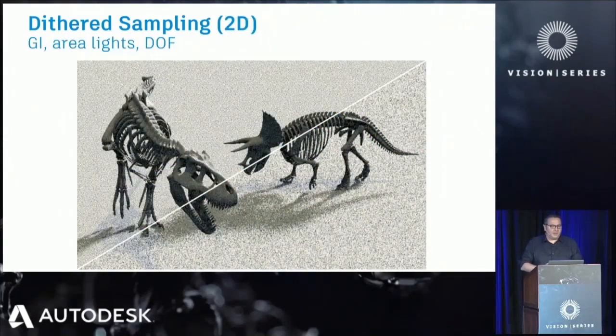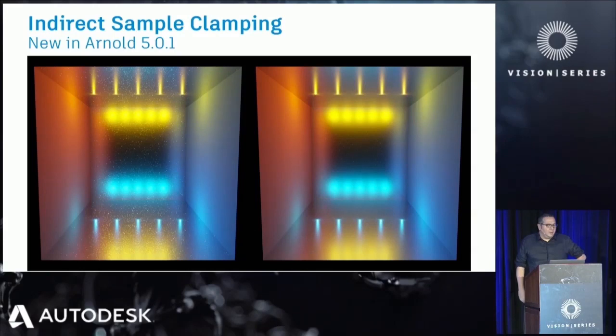So, as you might have guessed, we've extended this technique to two-dimensional sampling problems. So you have the same dithering now in GI, in area lights, and in depth of field. It's hard to believe that those two half images have the same amount of noise, but they do.